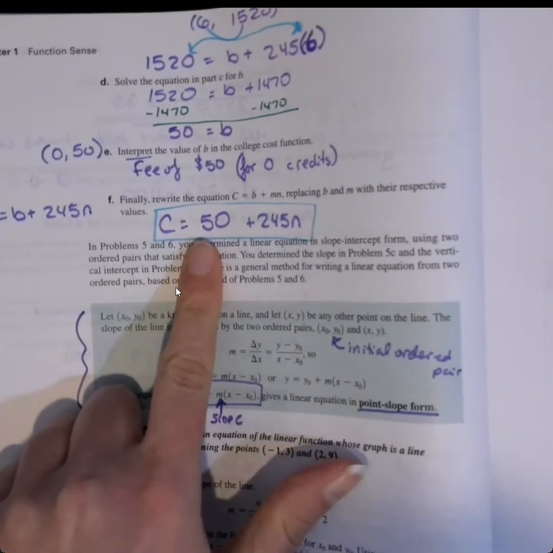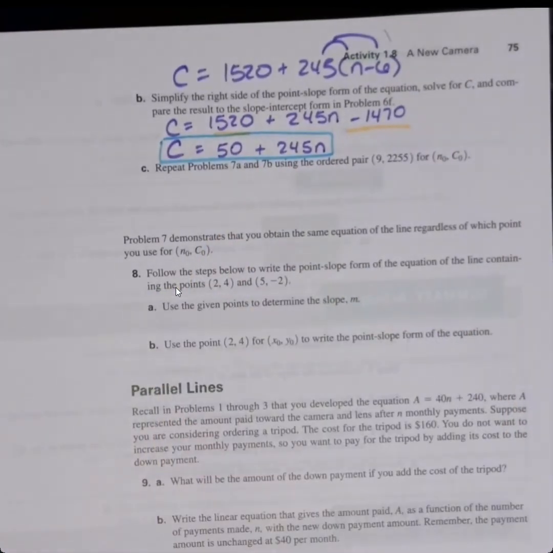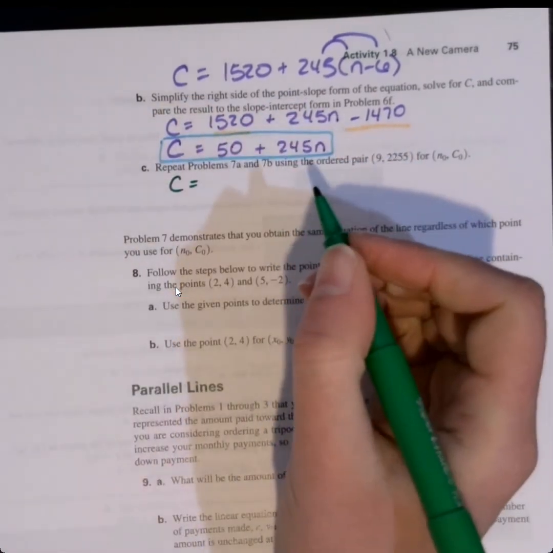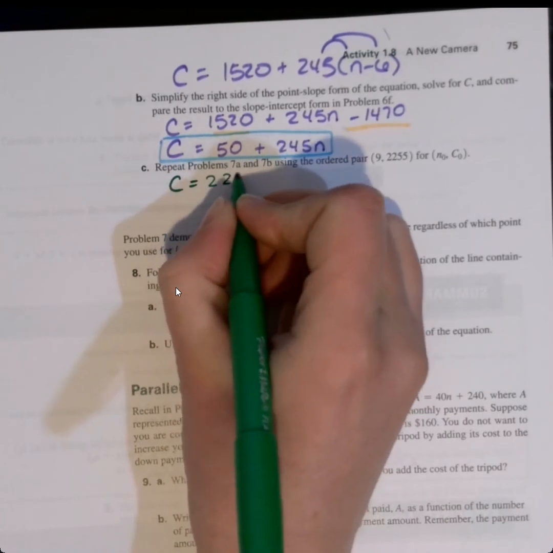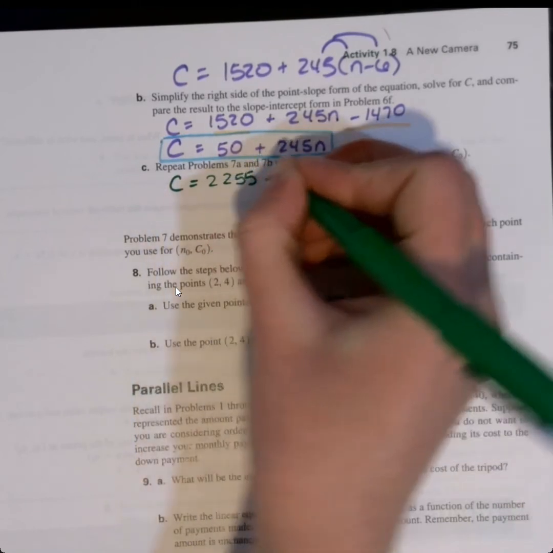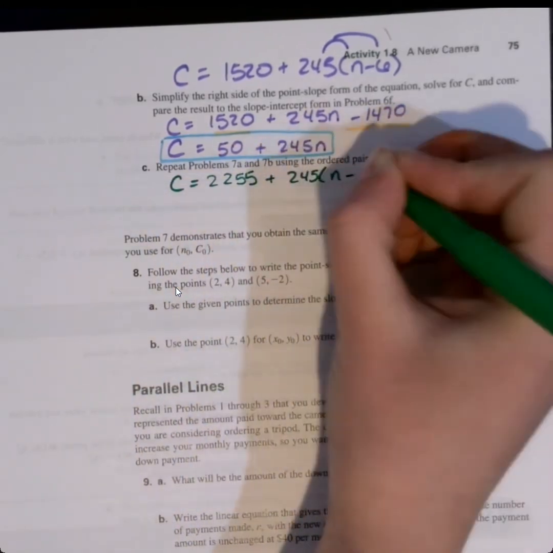Again, you can compare the equation on both of our pages. So pros and cons. I guess they want me to repeat it first, and we can talk about pros and cons of this one. They want us to make sure that we get the same thing for the other ordered pair. So again, C equals, in place of y naught, if I'm using the other ordered pair, I would have the 2255 plus my slope, which is 245, times n minus 9.